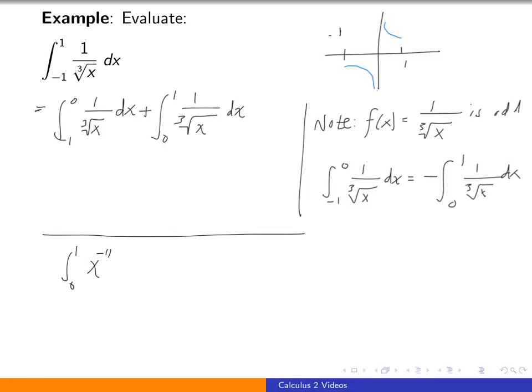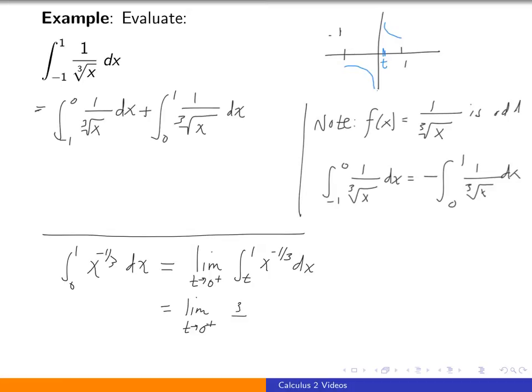Note that 1 over the cube root of x is really x to the minus 1/3. Because of this infinite discontinuity at 0, this is an improper integral of the second type. So instead of integrating from 0 to 1 all at once, we integrate from t to 1, which means we let t approach 0 from the right. So the limit as t approaches 0 from the right of the integral from t to 1 of x to the minus 1/3. This is an extremely reasonable function to anti-differentiate. Minus 1/3 plus 1 is 2/3, and 1 over 2/3 is 3/2.